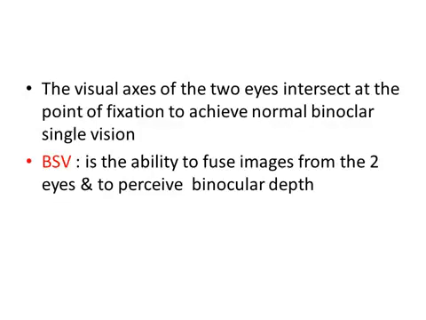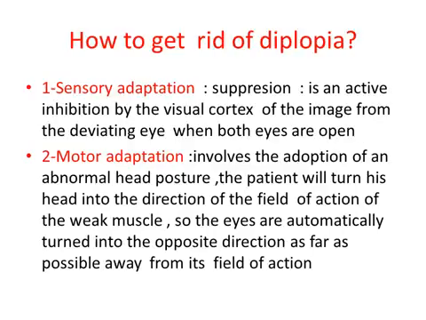It is the ability to fuse the images from the two eyes and to perceive binocular depth. When we say binocular single vision, it means using our two eyes to see one image with depth in 3 dimensions. So for a squinted patient, when one eye is directed to an object while the other eye is directed to another object, he's probably seeing a double image or diplopia, رؤية مزدوجة.